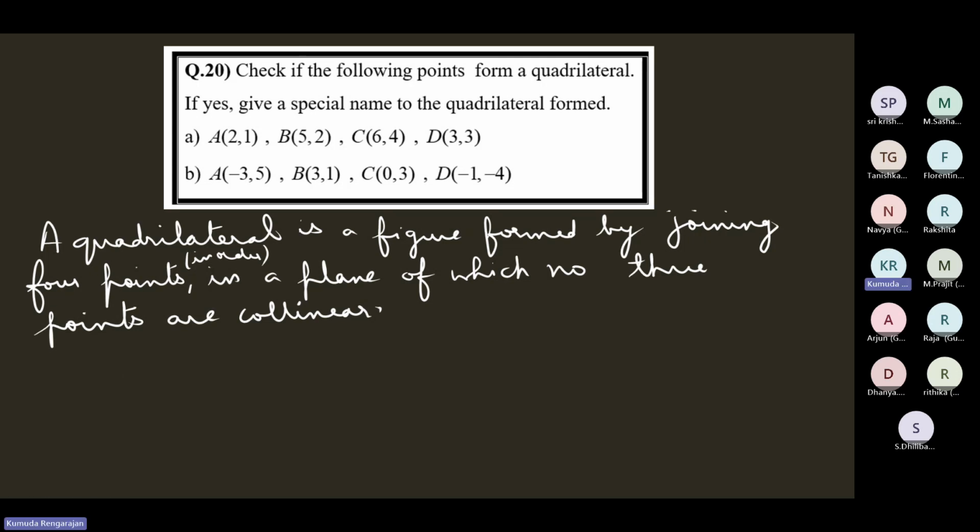Okay, and we also know the properties of special quadrilaterals. In a parallelogram, opposite sides are equal. In a rhombus, all the sides are equal. And if opposite sides are equal and diagonals are unequal, it's a parallelogram. But if opposite sides are equal and diagonals are also equal, it's a rectangle. Here, parallelogram, rectangle, rhombus, square. You can just remember like this.